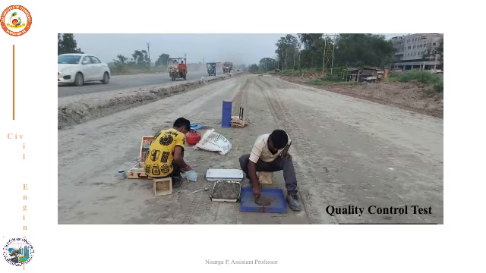So now you can see here in the field how the compaction control test can be done. The most popularly used methods for checking the density of the soil in the field are the core cutter method and the sand replacement method. Either of these two methods can be adopted depending upon the type of soil used in the construction of the subgrade. In the image here you can see the person taking the sample using the core cutter method, and these are the test apparatus used to check the density or determine the moisture content.